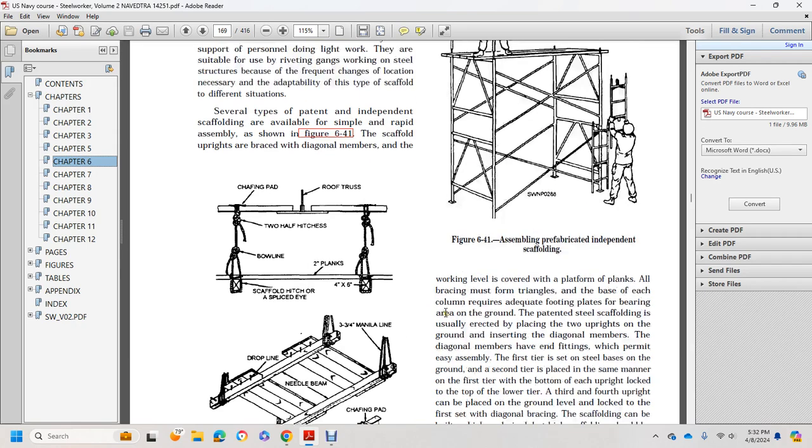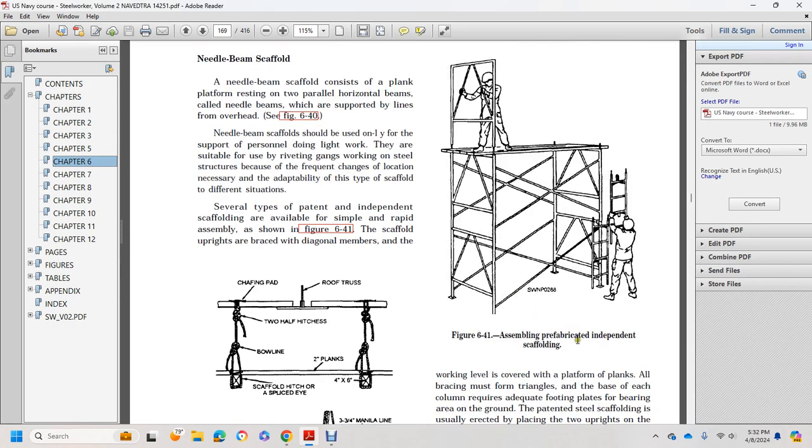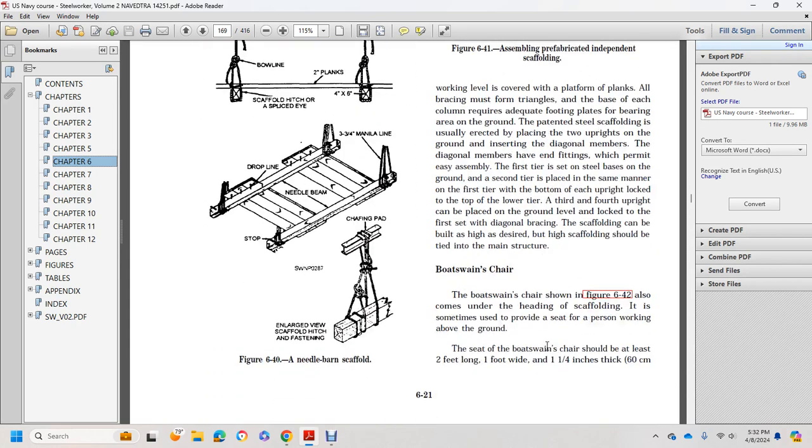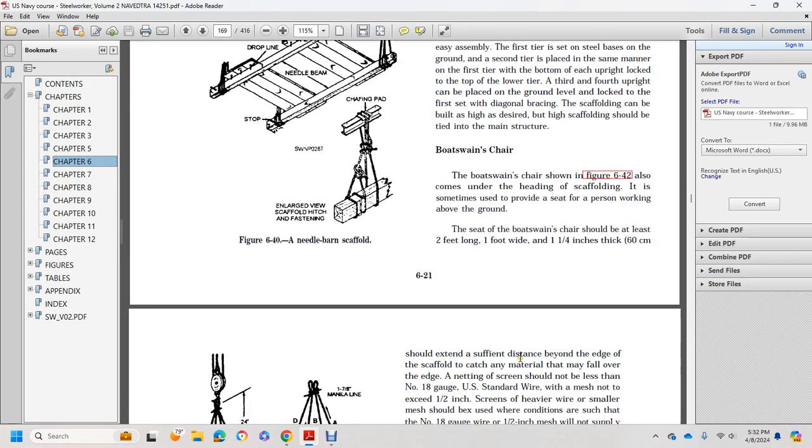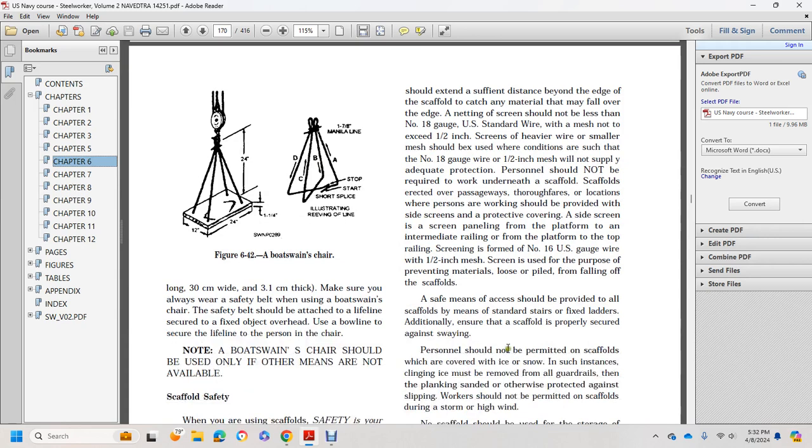A bow and figure 640 show the assembling of a prefabricated independent scaffold. The boatswain's chair is shown in figure 642. It comes with the scaffold, and sometimes you provide a seat for the person working above the ground. The seat with the boatswain's bench chair should be at least 2 feet long, 1 foot wide, 1¼ inch thick. And it shows the boatswain's chair, 30 centimeters long.